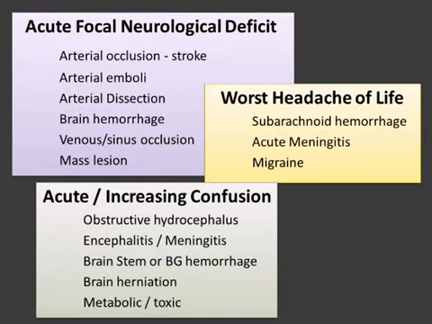I have decided this time to make 3 boxes of diseases and to look at the emergencies from a clinical point of view. So we have 3 boxes: acute focal neurological deficit with diseases that will cause that one. Then we will look at the worst headache of life and what could be the cause of that. And finally, situations where we have acute or increasing confusion.